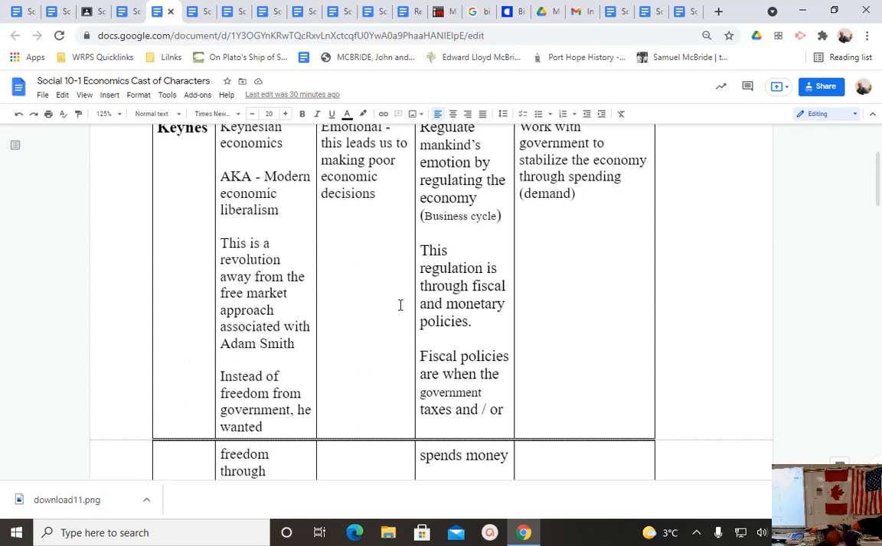Fiscal policy is when the government simply taxes or spends. So under Adam Smith, the government shouldn't really be doing either of those. The government should be doing very little, right? But under Keynes, the idea is that, no, you know what? The government could increase taxes to slow the inflation, to slow the boom, to slow the hyperinflationary bubble, and then when the bust begins, decrease taxes and encourage spending. So we tax in good times, spend in bad, to level out the economy.